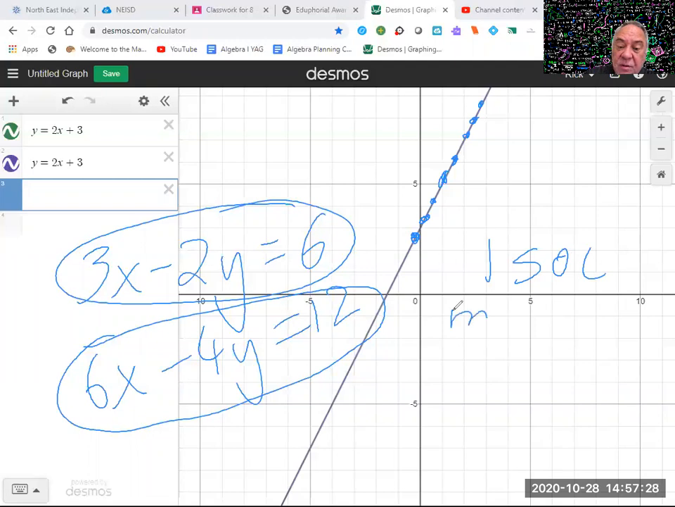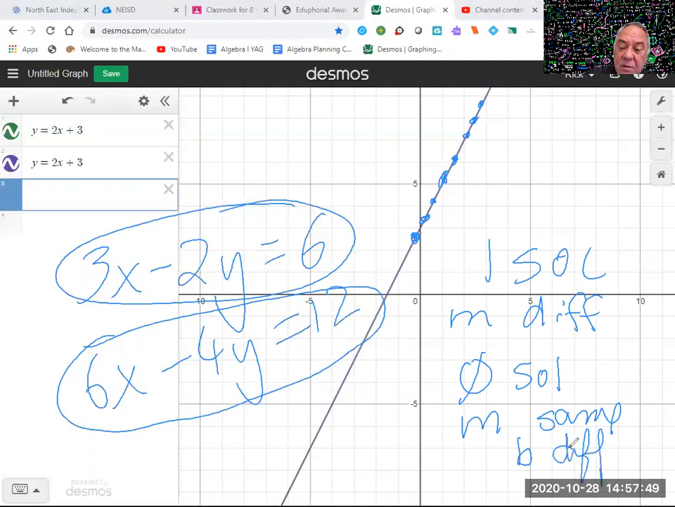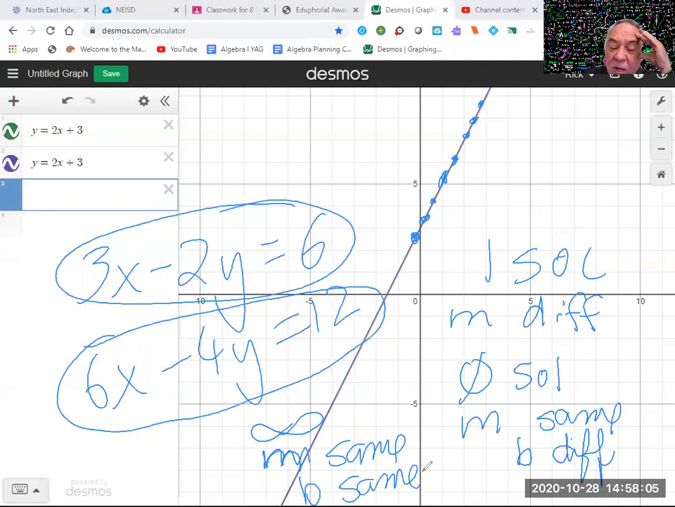So in summary, when you have a system of equations, there's either one solution where the slopes are different, you have zero solutions where the slope is the same but the y-intercept is different, and then you have infinite solutions where the slope is the same and the y-intercept is the same. In other words, it's basically the same line.